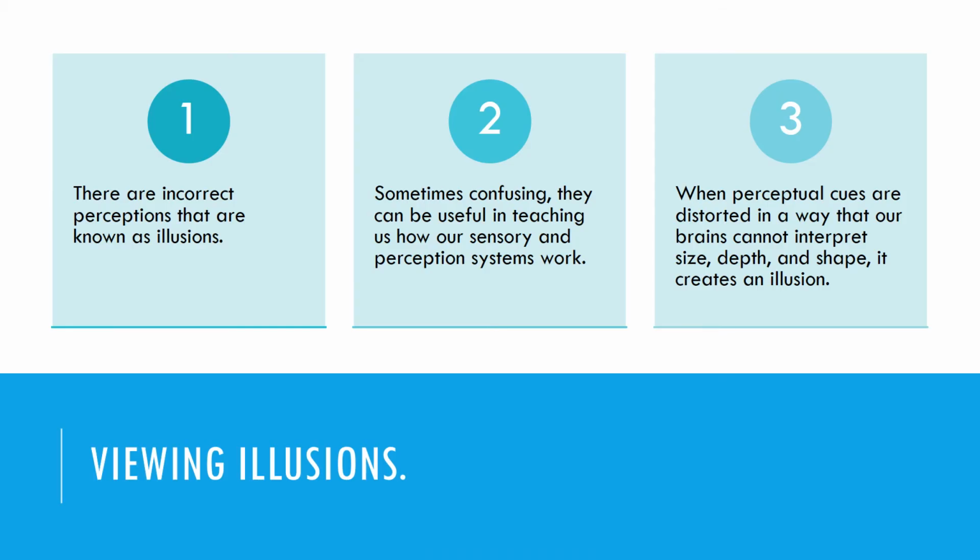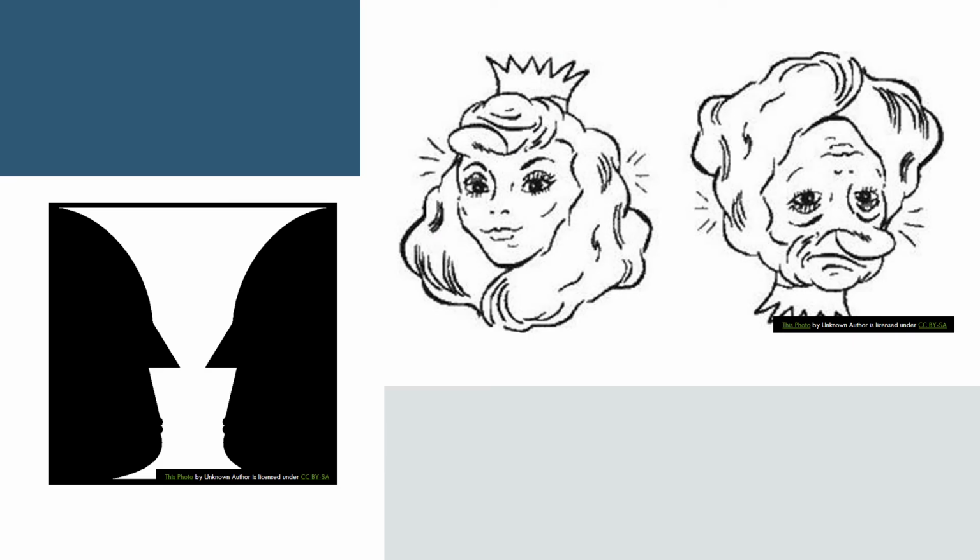Viewing illusions. There are incorrect perceptions, and these are known as illusions. You've probably seen these many times in your life. Sometimes they are confusing, but they can be useful in teaching us how our sensory and perception systems work. When perceptual cues are distorted in a way that our brains cannot interpret size, depth, and shape, this creates an illusion. Let me give you some examples here.